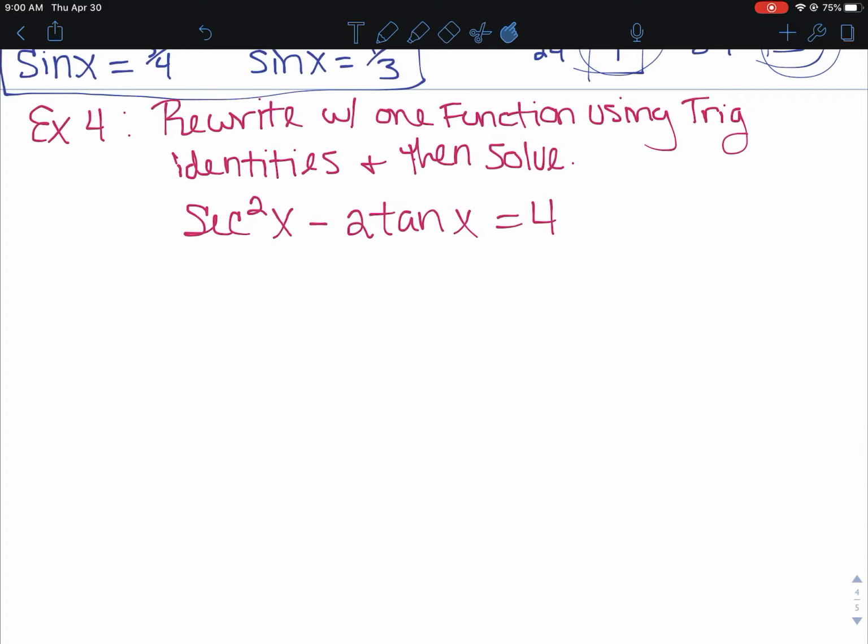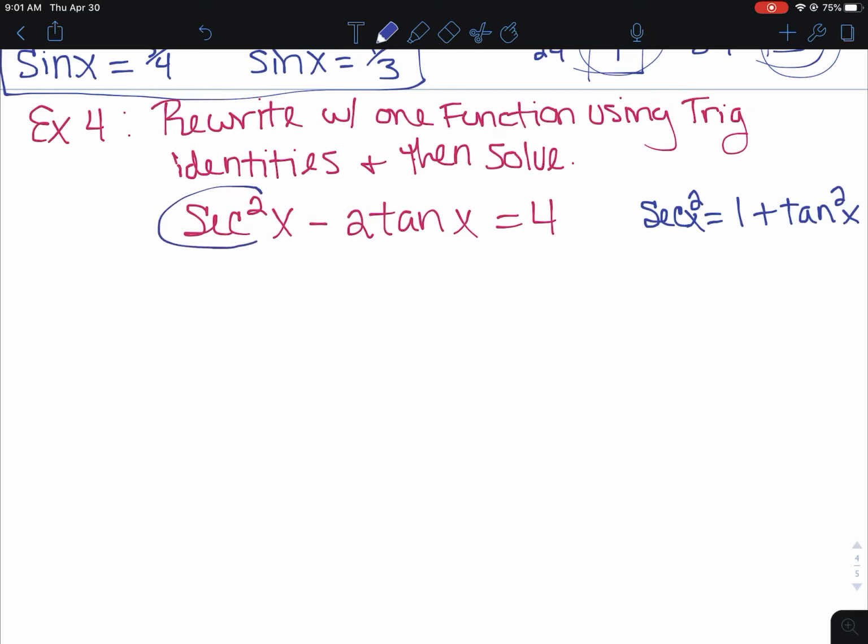All right. And then the last challenge piece here is sometimes they give you equations that are written with two different functions, and we can't figure out any way to solve it unless we put them in terms of the same function. So this is where your trig identities are really important. If you look in your list of Pythagorean identities, we have secant squared is equal to 1 plus tangent squared.